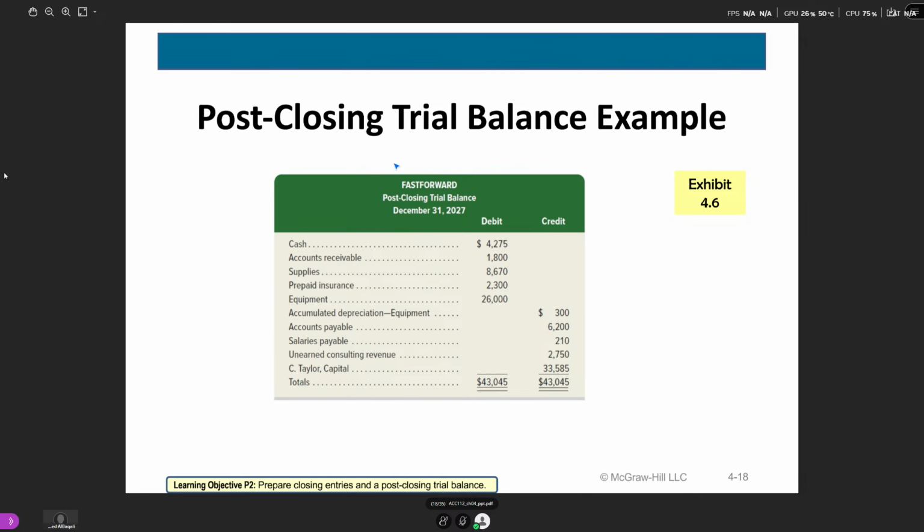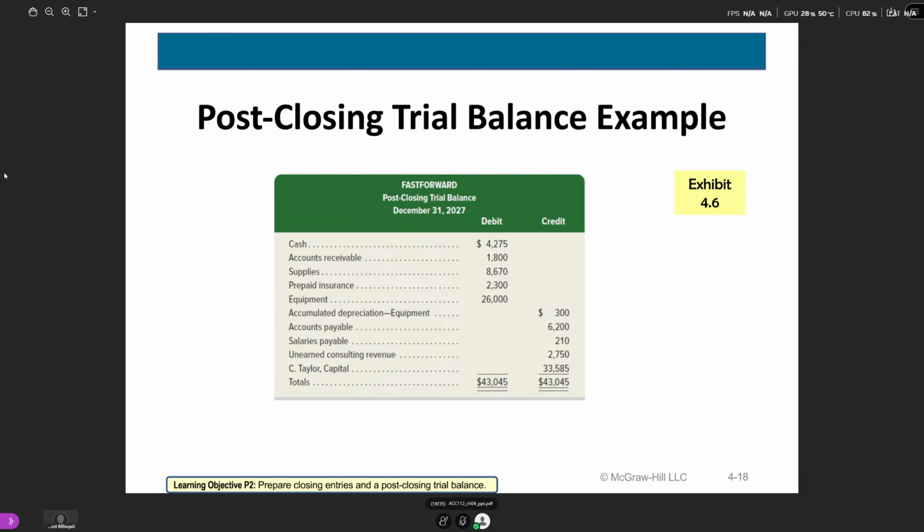So what will happen in our post-closing trial balance, this process that we did is the closing process. We close the accounts that we no longer need. So after we close the accounts that we no longer need, the temporary accounts, we will end up with a post-closing trial balance that only includes the permanent accounts.